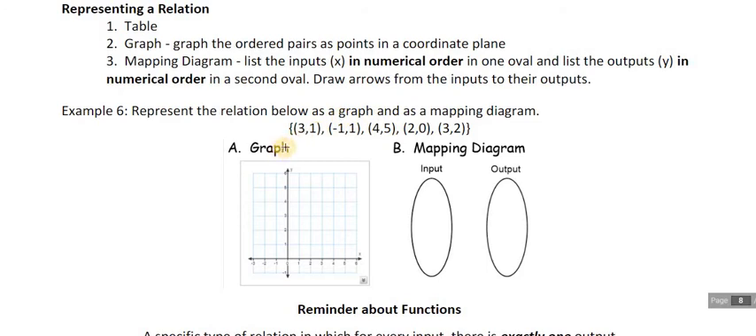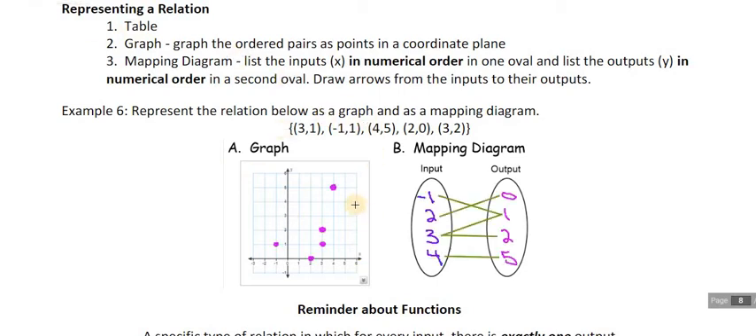Graph, we just plot the ordered pairs. A mapping diagram, we put our x's and our y's in there. We put them in order from smallest to largest, and we draw lines. Okay, so I would like you to complete example 6, representing these ordered pairs as both a graph and a mapping diagram.